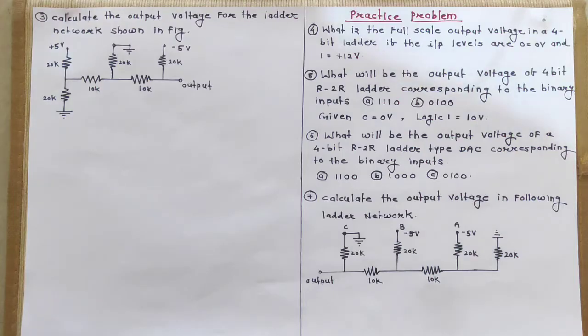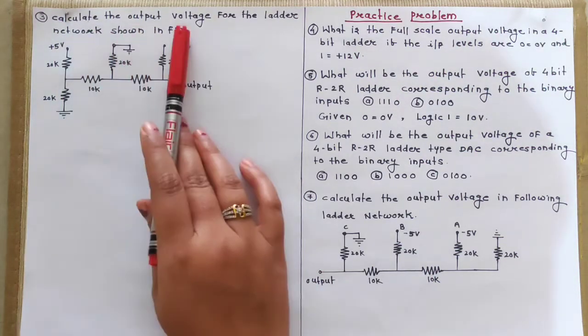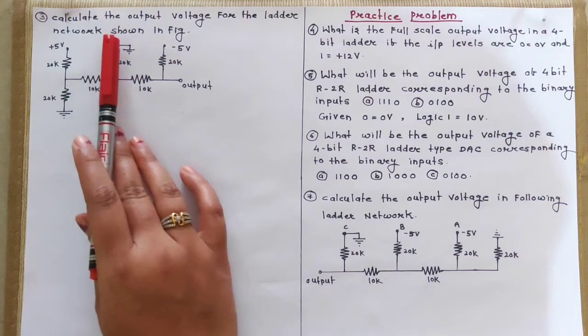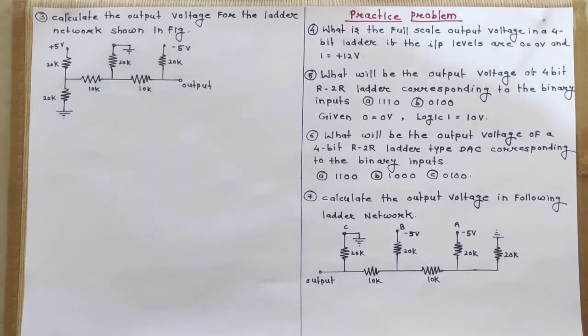So come to numerical number 3 now. Calculate the output voltage for the binary ladder network shown in figure. In this case, they are not giving you any binary number.